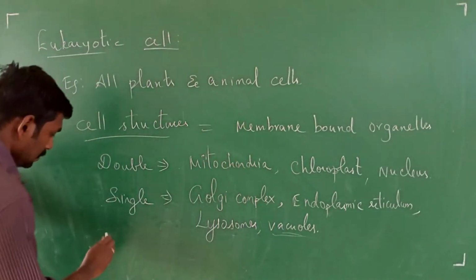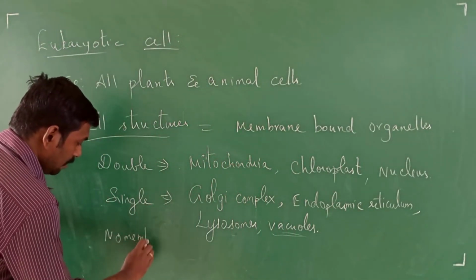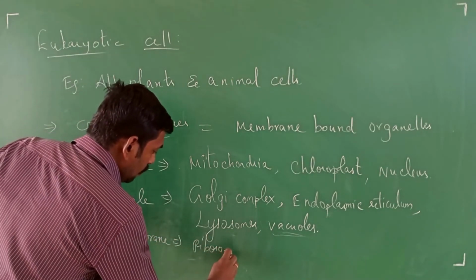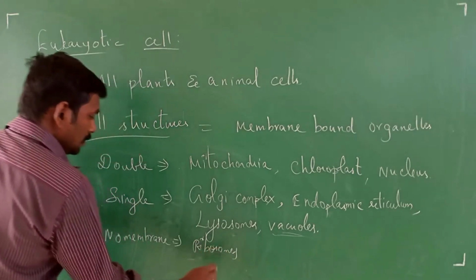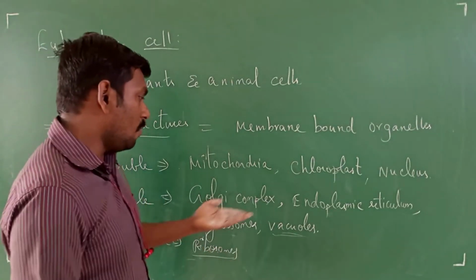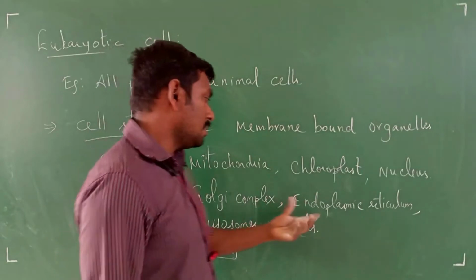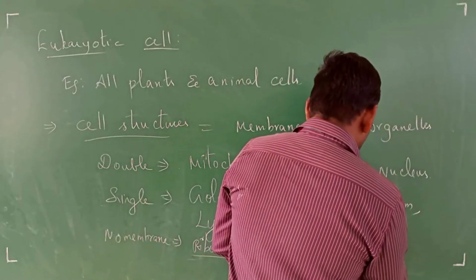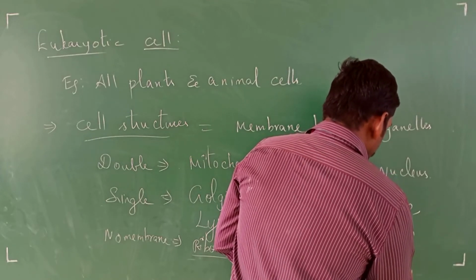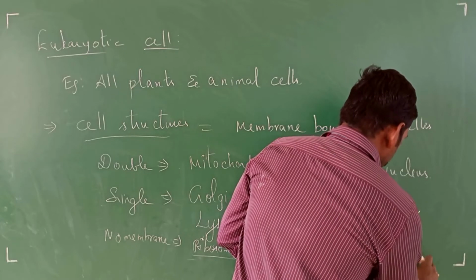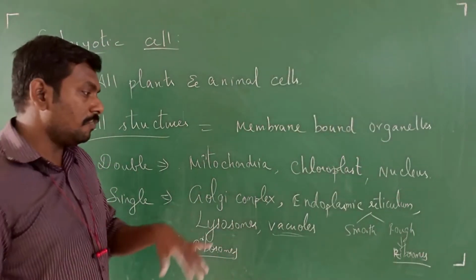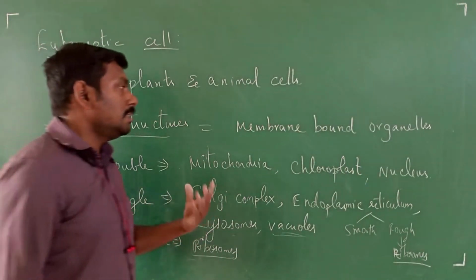And the non-membrane organelle, as we have already seen in the prokaryotic cell, is the ribosomes. These are the ones which are usually present during protein synthesis, and ribosomes are always found in association with the endoplasmic reticulum, because the endoplasmic reticulum has two types, smooth and rough. The rough one, due to the presence of ribosomes, has ribosomes attached.